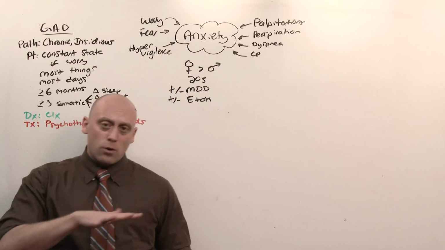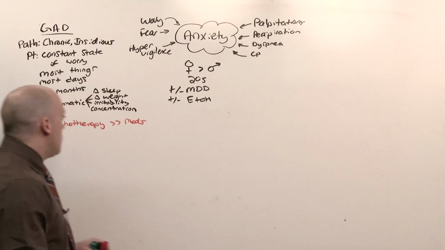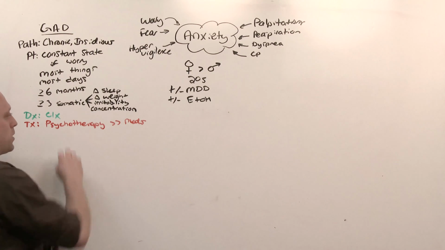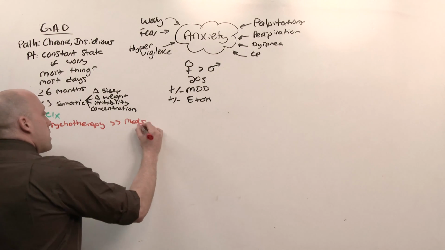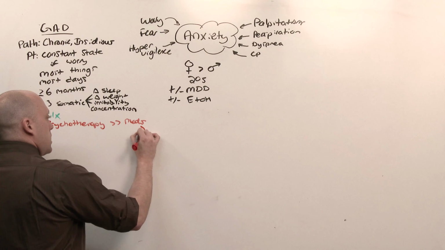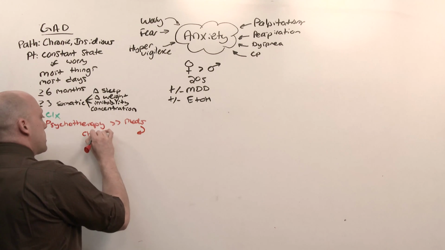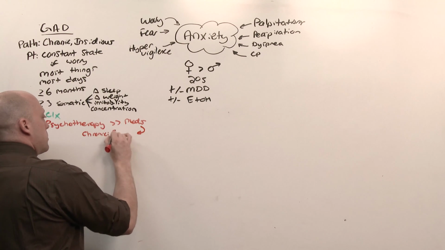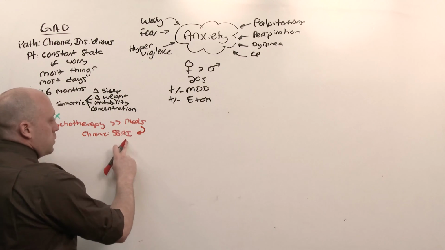But because they experience that all the time, the chronic nature makes it good to use psychotherapy to target it. The medications you'll use to help patients with generalized anxiety disorder, because it is a chronic disease, are the chronic meds, like SSRIs. You can also use buspirone.